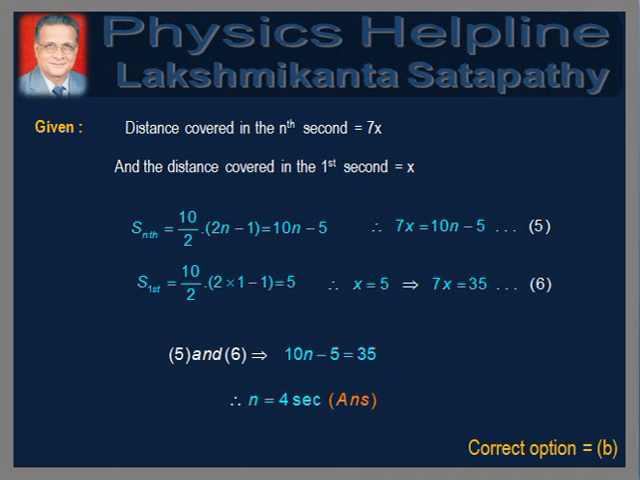S first is equal to g by 2 into 2 into 1 minus 1, which is equal to 5. Therefore, we have x is equal to 5, which implies 7x is equal to 35. From equations 5 and 6, we get 10n minus 5 is equal to 35, or n is equal to 4 seconds. Therefore, the correct option is B, which is the answer to question 1.